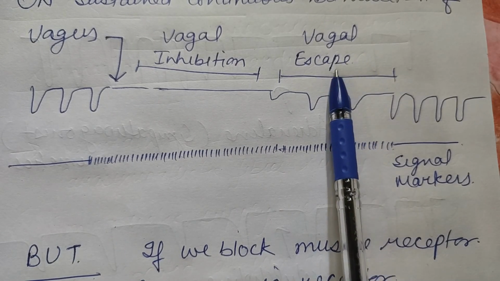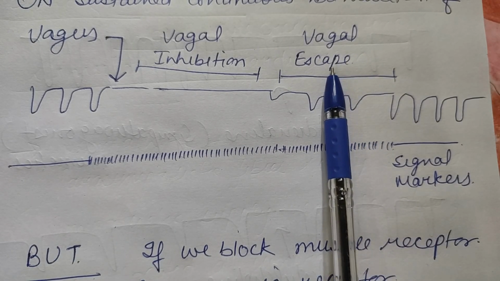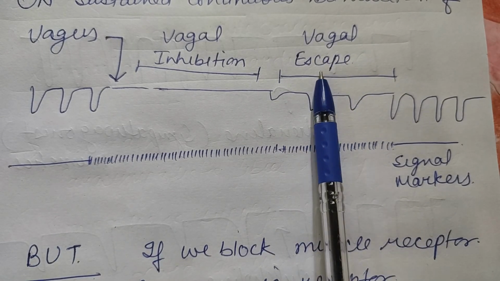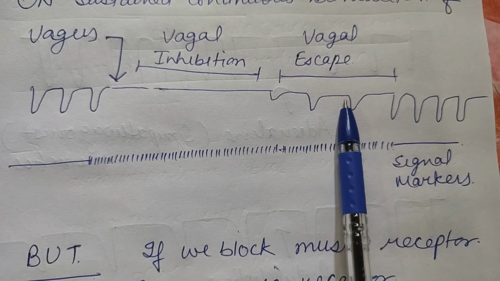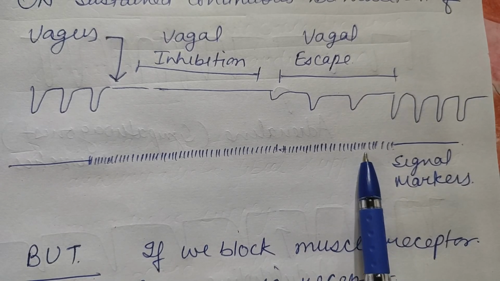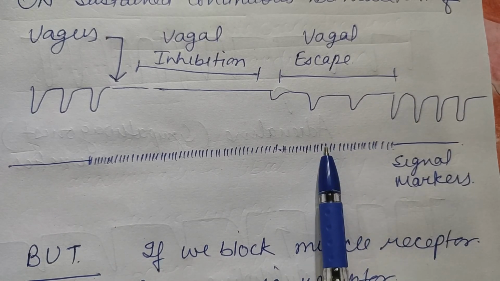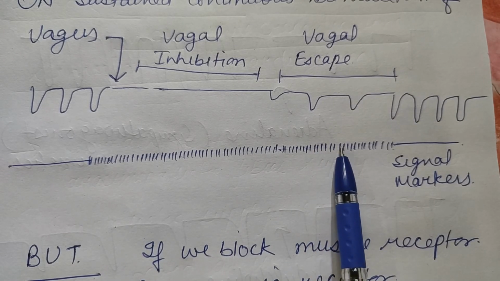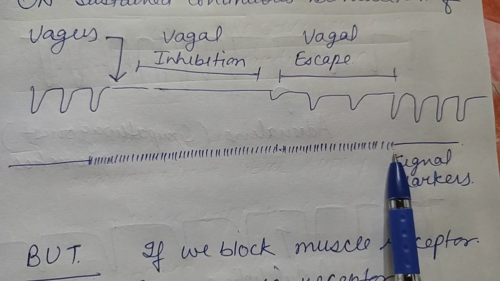This is a really important part. You will be asked in your viva, what is vagal escape? It is that the ventricles escape from the continuous vagal stimulation. Why? There are two reasons for that. One is that neurotransmitter depletion occurs because of continuous stimulation. The neurotransmitters are not sufficient, first thing.